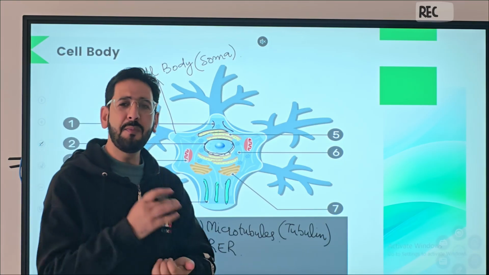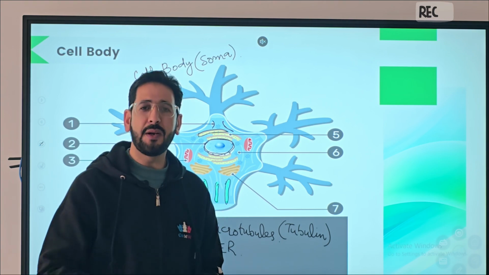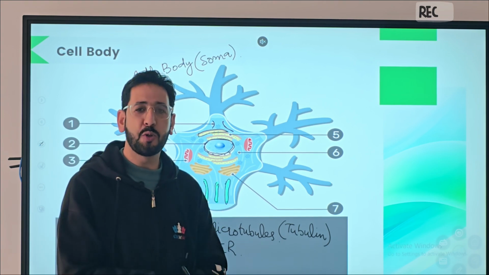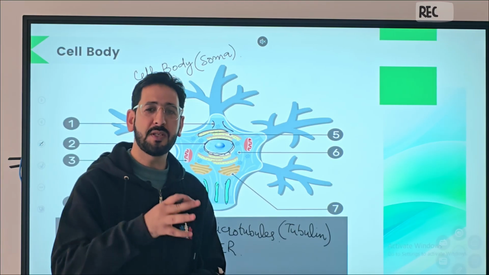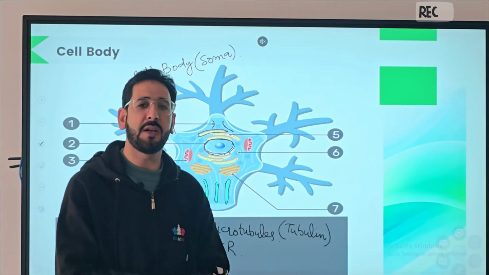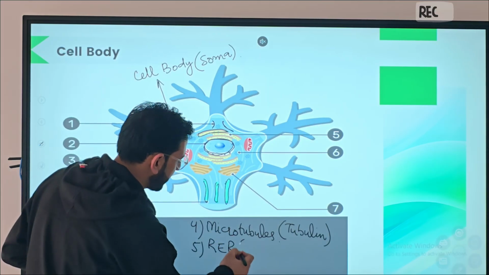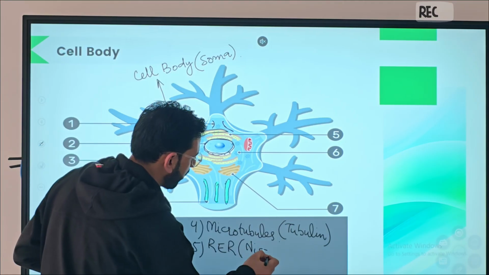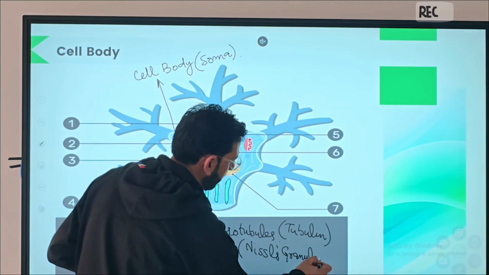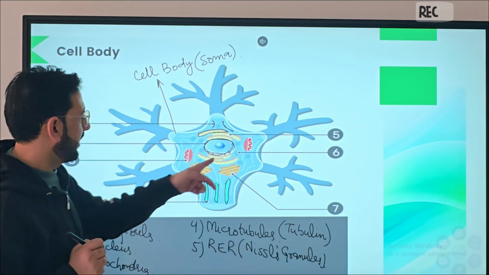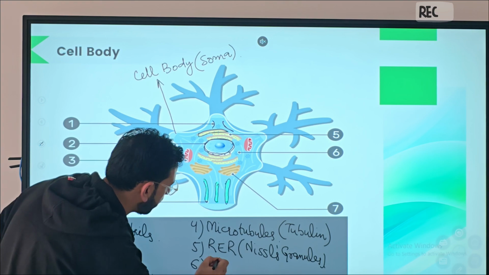Now, there is another important structure inside this neuron. There are the stacks of rough endoplasmic reticulum and the ribosomes, or the clumps of this rough endoplasmic reticulum with the ribosomes, that is called the Nissl's granules inside the neuron. Okay, and then there is this last part. There can be free ribosomes as well.